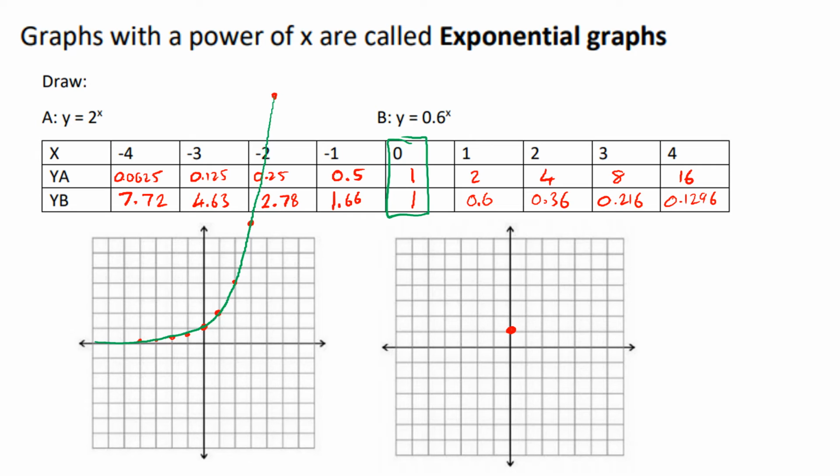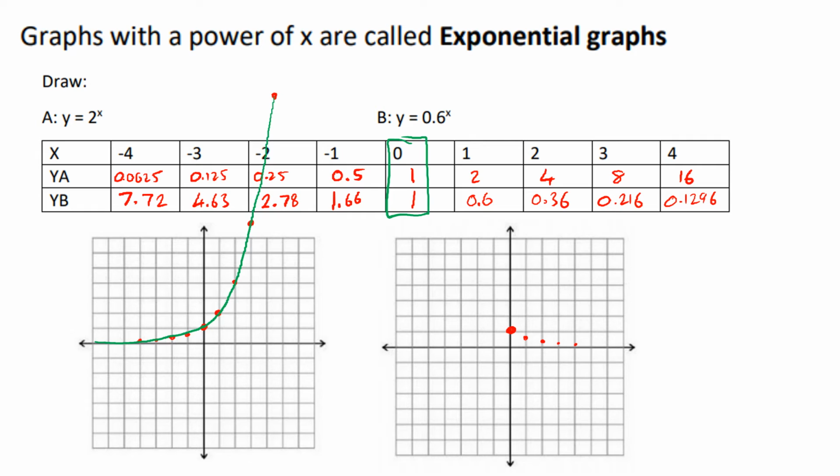So what does this look like when we plot it? Well, we've got the 0, 1 point, as we just mentioned. By the time we get across to 1, we're down to 0.6. By the time we get across to 2, we're down to 0.36, and then 0.216, and then 0.1296. It's kind of doing the opposite of what the previous graph did, isn't it? So the last graph was getting very small towards the left. This graph is getting very small over towards the right.